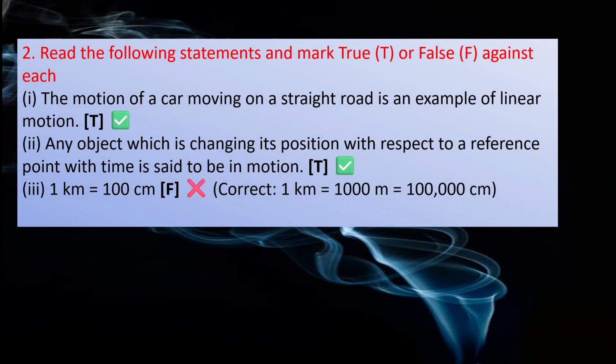Read the following statements and mark true or false against each. 1. The motion of a car moving on a straight road is an example of linear motion. True. Second one. Any object which is changing its position with respect to a reference point with time is said to be in motion. True. Third, 1 kilometer equal to 100 centimeter. False. Correct is 1 kilometer equal to 1000 meter and 1 lakh centimeter.